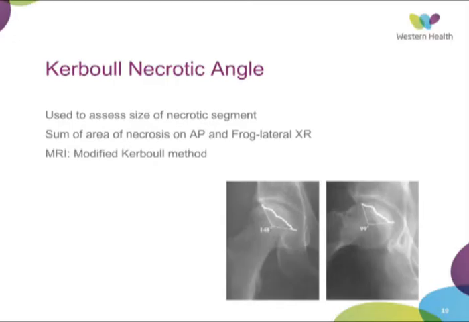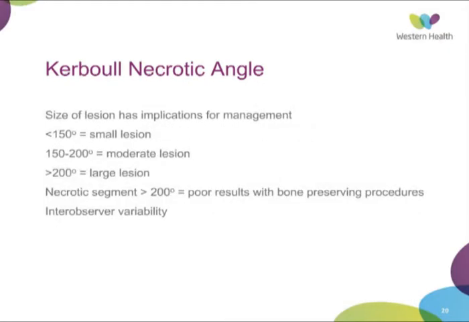It's been subsequently modified and is now used quite commonly on MRI, where mid-sagittal and mid-coronal scans are chosen and an addition of angles is used. This is important because the size of the lesion has implications for its management. And the cutoff really is that if you have a necrotic segment that involves more than 200 degrees, you have very poor results with bone-preserving procedures, whereas a smaller lesion tends to do better.